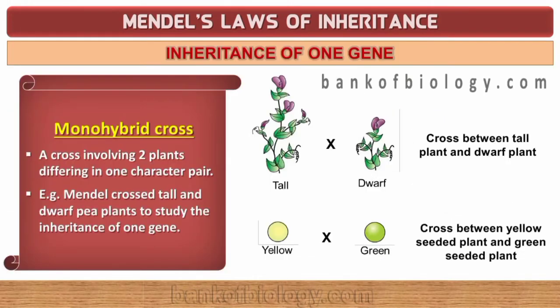What is a monohybrid cross? A cross involving two plants differing in one character pair will be called a monohybrid cross. If we talk about only length, that is tall or dwarf, that will be monohybrid. If we talk about only one color, that may be yellow or green in a single plant or two plants, then it will be called a monohybrid cross. Mono means one, hybrid means combination of two different plants. So that will be called a monohybrid cross. Mendel crossed tall and dwarf pea plants to study the inheritance of one gene.